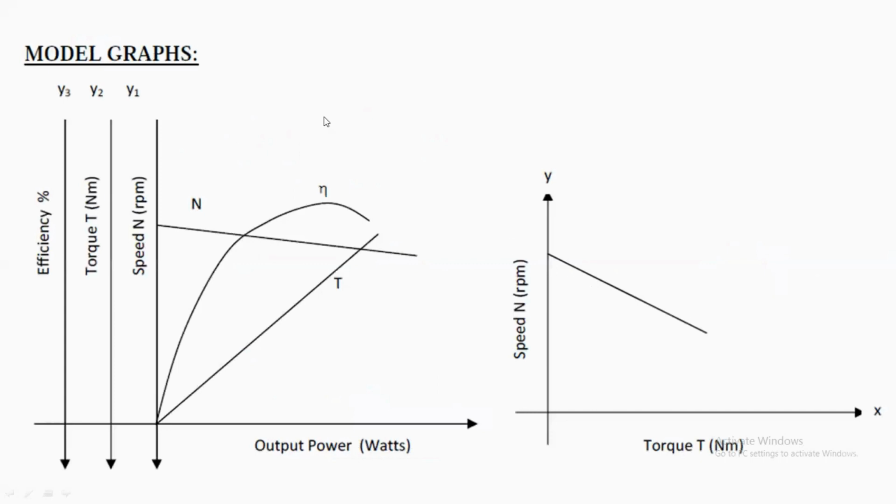Then finally draw the graph, that is the performance characteristics, then torque versus speed characteristics. Thus, the load test on DC shunt motor is conducted in this way. Then also find the output graphs, the performance characteristics graph.